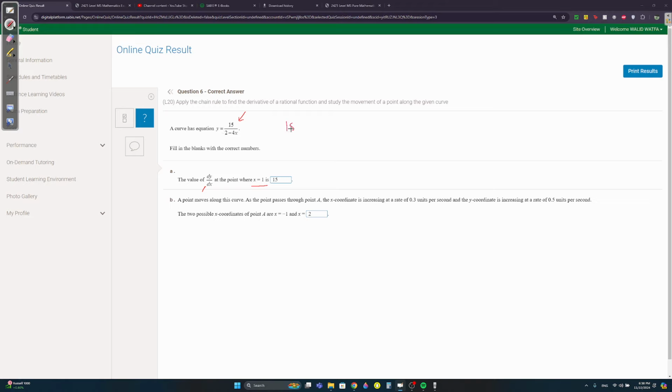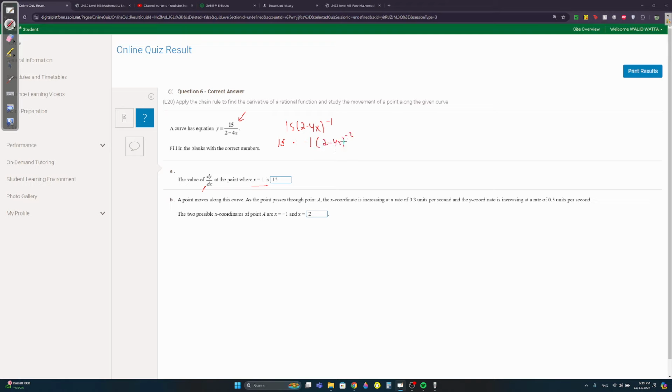So take this 2 minus 4x up. You get 2 minus 4x to the power of minus 1. Right? Now, let's derive this. Remember, if you have a constant number multiplied by it, just take that constant to the side and then derive. Minus 1, since it's a power and you have more than one term under the power, we're going to use the chain rule. So minus 1 times 2 minus 4x to the power of minus 2.